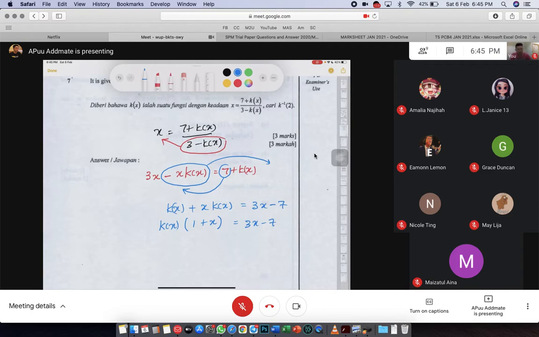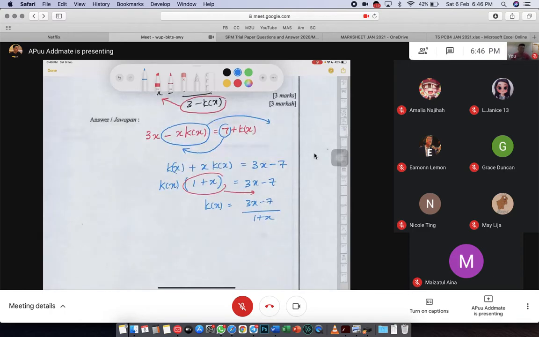And then I think you know what to do next. You have to move 1 plus x to the other side. So you should get kx equals 3x minus 7 over 1 plus x. Alright. We have got kx, right? So I want you to find k inverse 2 for me. I give you 5 minutes. Try to do it now. You already have kx, try to inverse it. Find k inverse first, and then substitute x with 2. Do it. Try. 5 minutes, then I'm going to call some of you to answer.